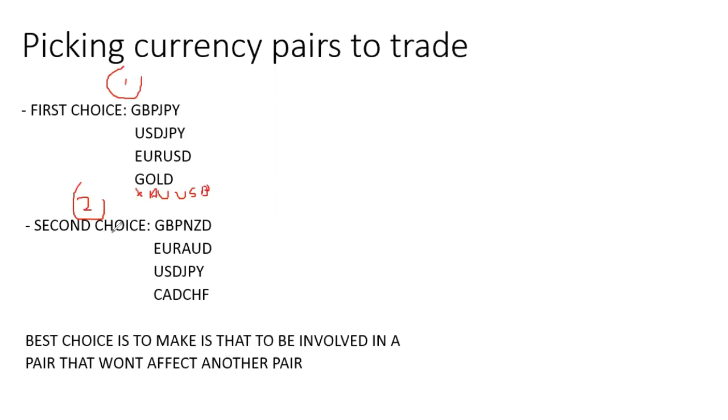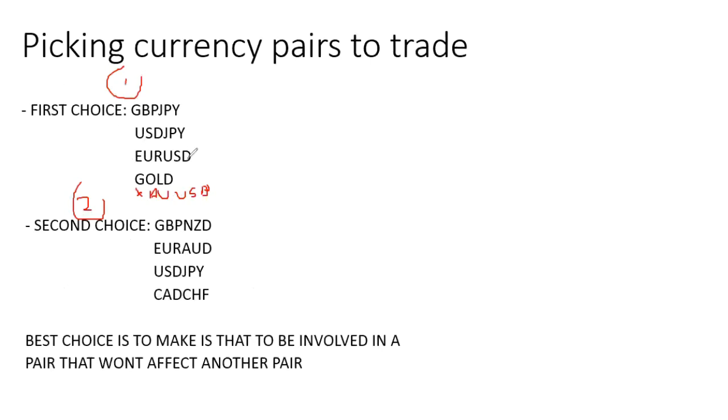Now, here's our second choice. We've got GBP/NZD, we've got EUR/AUD, we've got USD/JPY, and we've got CAD/CHF. So if you're about to choose currency pairs to trade, you're looking at two choices, this is your first choice and this is your second choice, and you want to open trades now. Let's say you want to open 3 trades to run at the same time. Now, let's look at the first choice. Would you choose the first choice, yes or no?